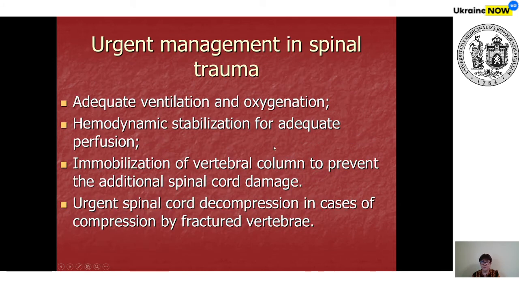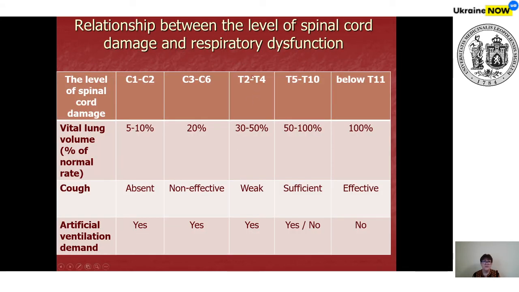Urgent management in spinal trauma. Adequate ventilation and oxygenation, hemodynamic stabilization for adequate perfusion, immobilization of vertebral column to prevent additional spinal cord damage, and urgent spinal cord decompression in cases of compression by fractured vertebra. There is a relationship between the level of spinal cord damage and respiratory dysfunction. Higher level of damage, the patient likely needs artificial ventilation due to decreased vital lung volume and ineffective cough reflex.